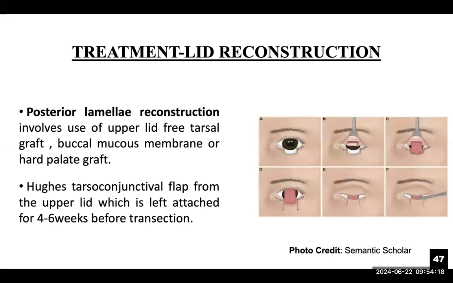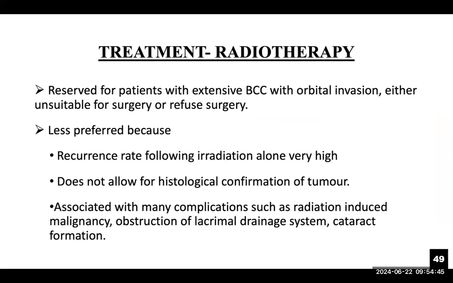Posterior lamellar reconstruction involves use of upper lid pre-tarsal graft, buccal membrane graft, or a hard palate graft. Also, the Hughes tarsoconjunctival flap from the upper eyelid can be mobilized down to cover the defect in the lower eyelid, and it is left in place for 4 to 6 weeks before it is resected. Next slide, please.